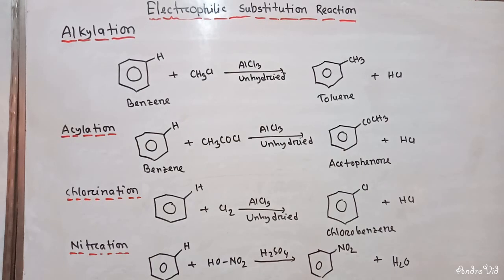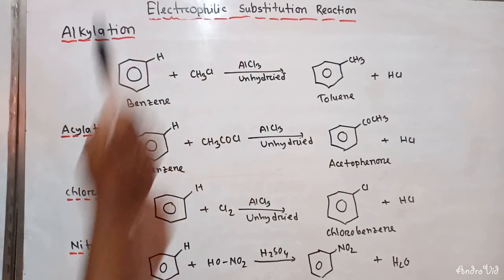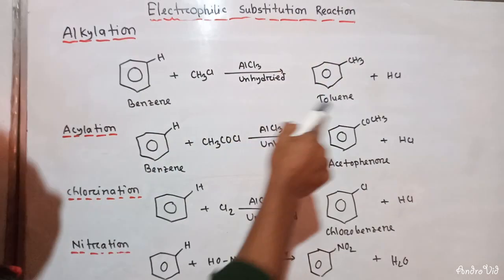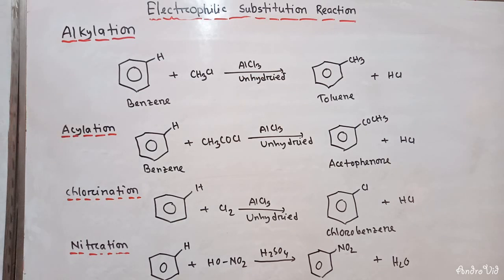So dear student, I have written here 4 types of electrophilic substitution reaction. First one is alkylation, second is acylation, third is chlorination, and last one is nitration. We know very well that during alkylation, benzene reacts with alkyl chloride in presence of anhydrous AlCl3 to produce toluene or methyl benzene as well as hydrochloric acid.